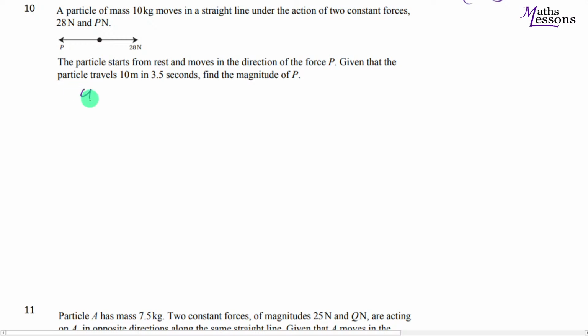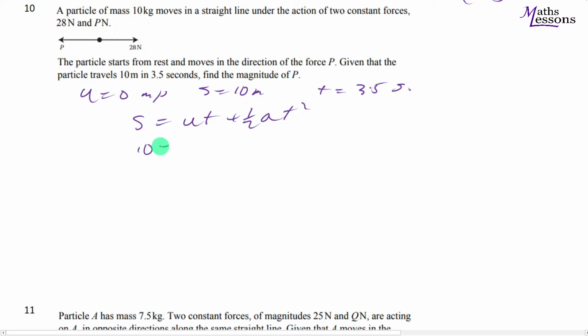Right, we know that u equals 0 meters per second, s equals 10 meters, and t equals 3.5 seconds. So we're going to use s equals ut plus a half at squared to help us find the acceleration. So 10 equals 3.5 squared over 2 times a, and therefore a comes out to be 1.6326 meters per second squared.